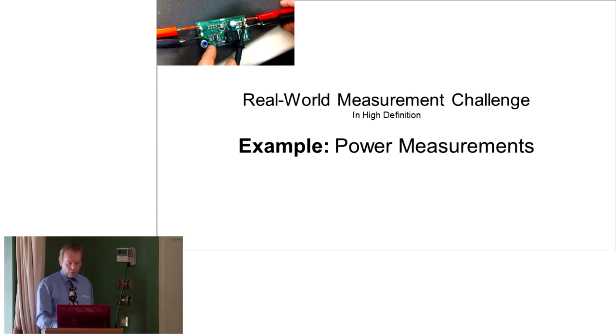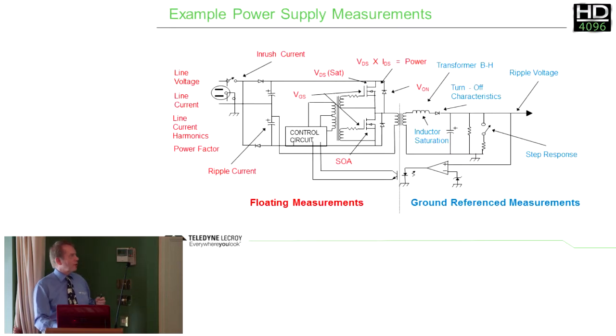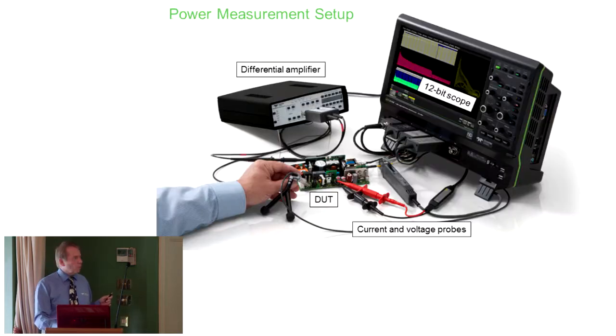So let's have a look at a real world example. I've got 4 examples, but I've only put 1 on here, which is good because we don't have too much time. And this is power measurements. If we take a power supply, I've got a switch mode power supply here, lots of different measurements that I need to do on here. Some of the more difficult ones are things like the RDS on, so the conduction resistance of your silicon switch. And that one is really challenging.